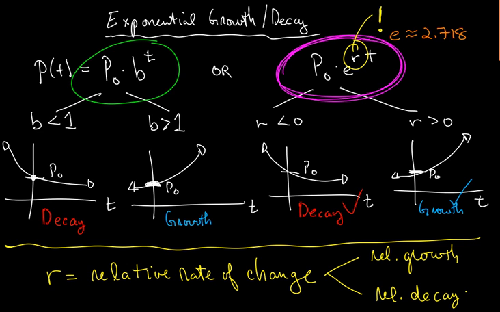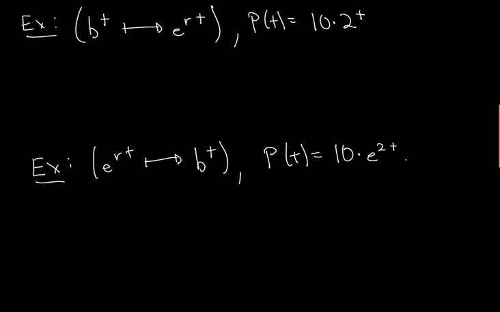So that's what's special about the function on the right, the e to the rt type exponential function. That number r represents the relative rate of change, which is an important quantity you'll see over and over again in the class. Next, I want to explain how those two kinds of functions are related. It turns out you can always express one in terms of the other. If you start out with b to the t, you can make it look like e to the rt, using just elementary rules of exponents and logs.